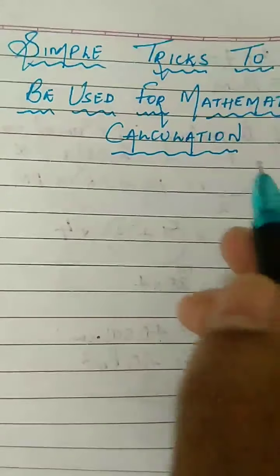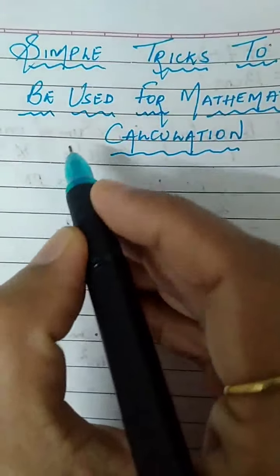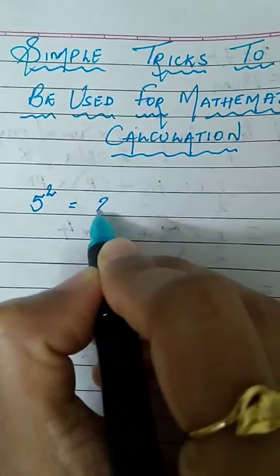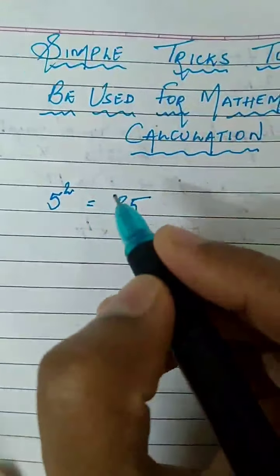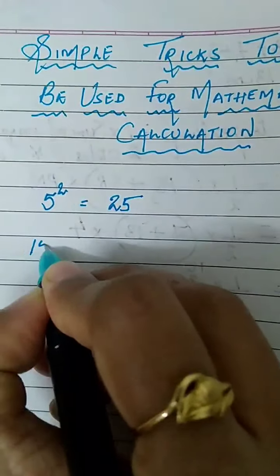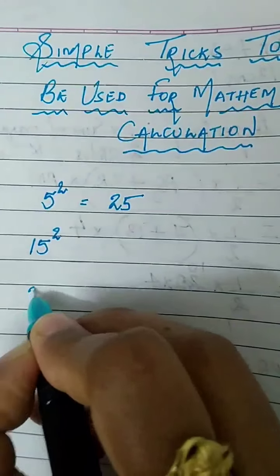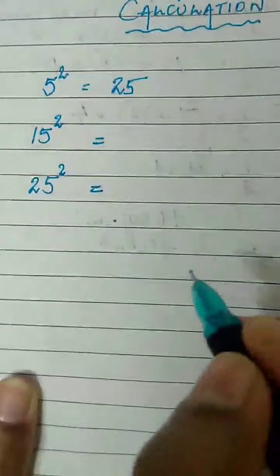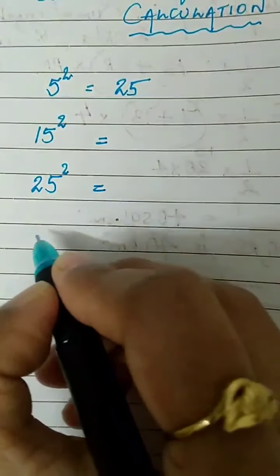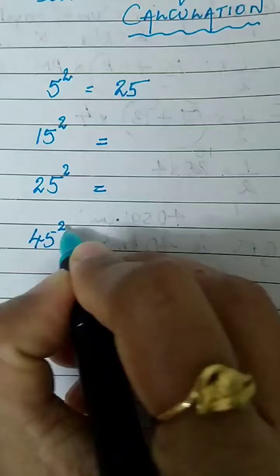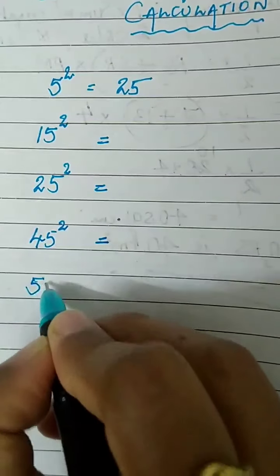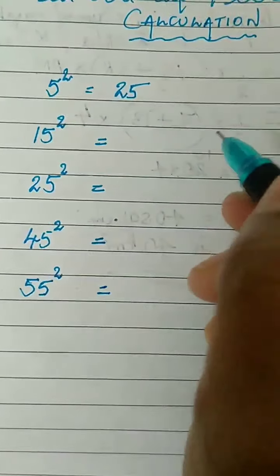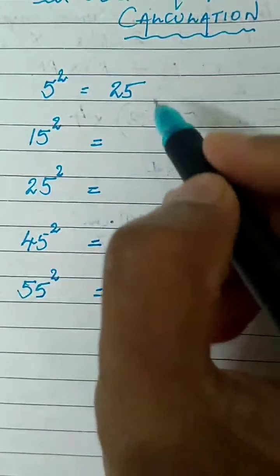To start with, we all know that 5 square is 25. So if you have to do the square of numbers like 15 square or 25 square, many students can do it very comfortably, no need of any trick. But for 45 square, heavy numbers like 55 square, for such numbers we have a simple trick. Now how does this trick work?